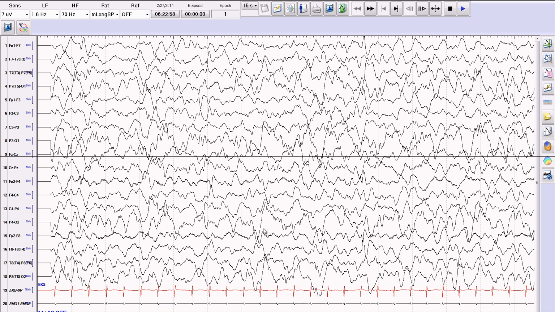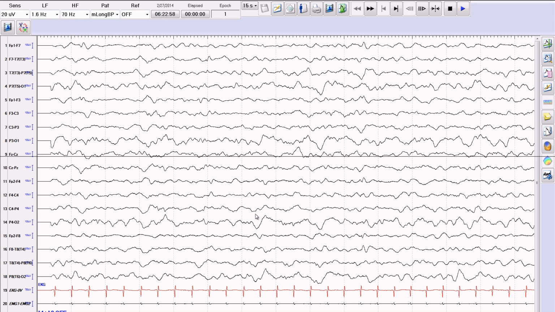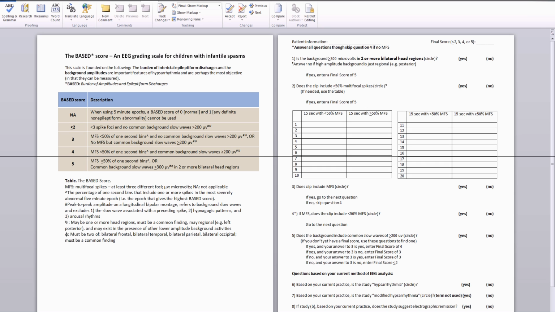I'll point out that we can adjust the sensitivity to measure these slow waves with voltages you can see that are easily exceeding 200 microvolts. But these slow waves are regional, in this case posterior. So returning to our base score in table format, you can see that the base score for this patient is 4, given that there are less than 50% of 1 second bends with multifocal spikes, but there are common posterior slow waves that exceed 200 microvolts.